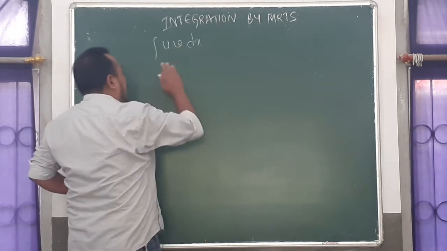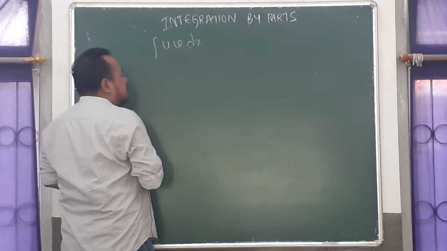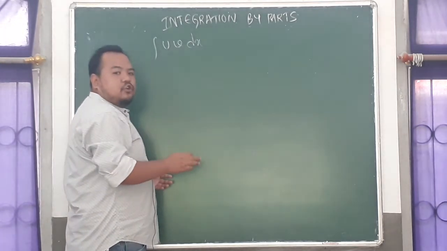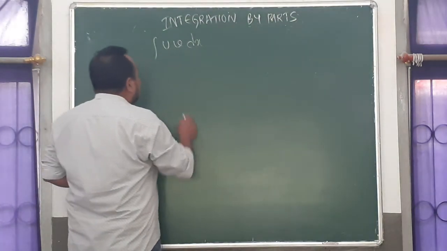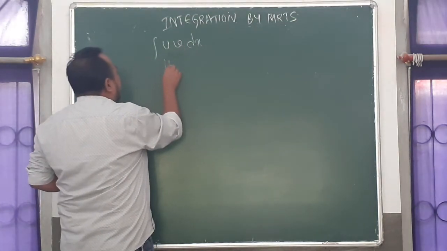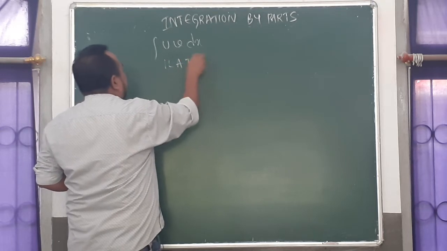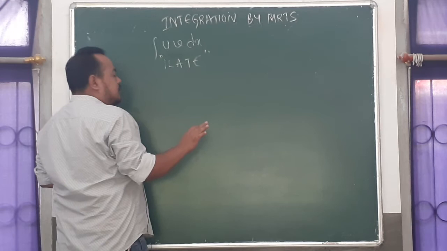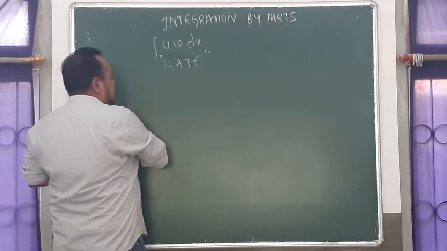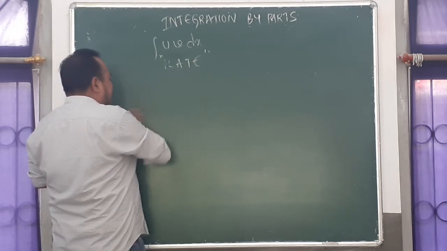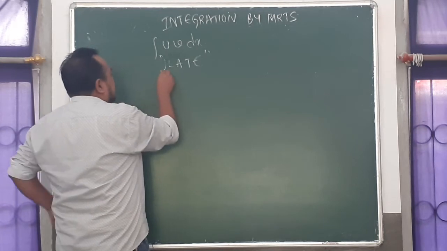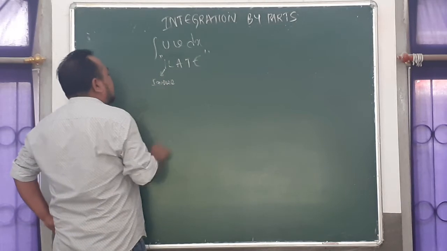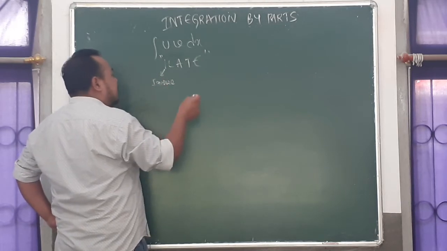Here, the first thing you need to know is to identify which one is the first function and which one is your second function. The rule to be used is ILATE, or in some books it's LIATE. That does not matter. So what does this mean? I stands for inverse function: sine inverse, cos inverse, tan inverse.